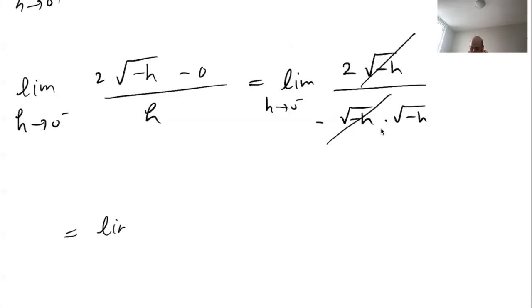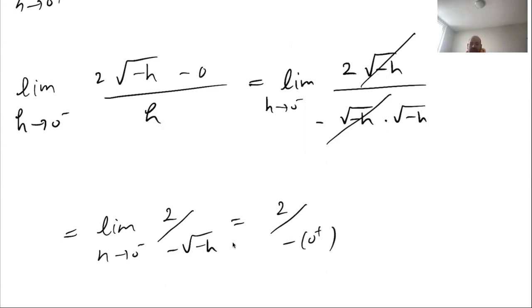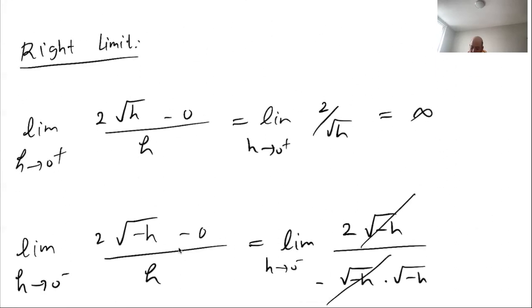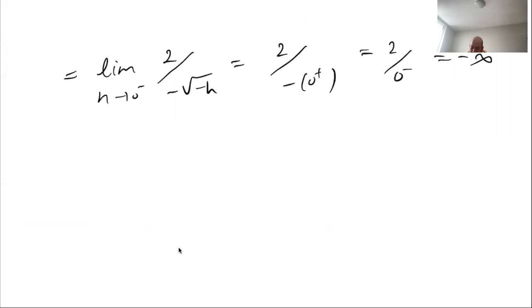So this will be limit 2 over minus root minus h as h goes to 0 minus. This will be 2 over minus 0 plus, right? Because if h goes to 0 minus, minus h will go to 0 plus. Root 0 plus is 0 plus, but there is a 1 minus in front. 2 over minus 0 plus will be 2 over 0 minus, which is minus infinity. So right limit will be infinity, left limit minus infinity.